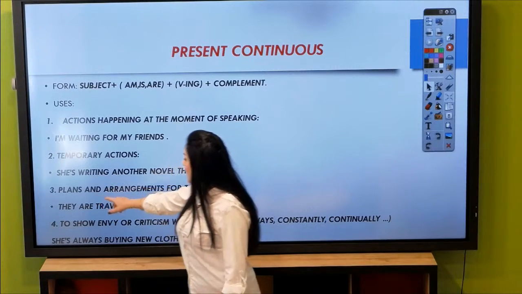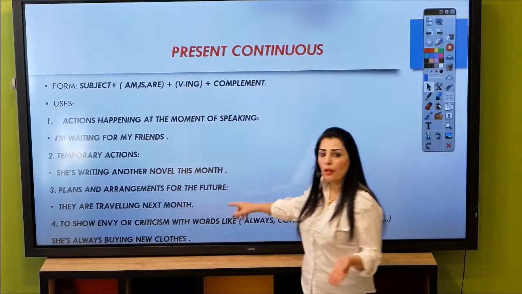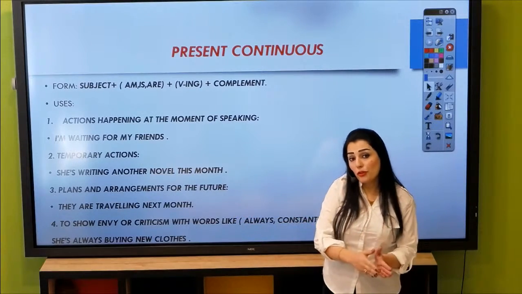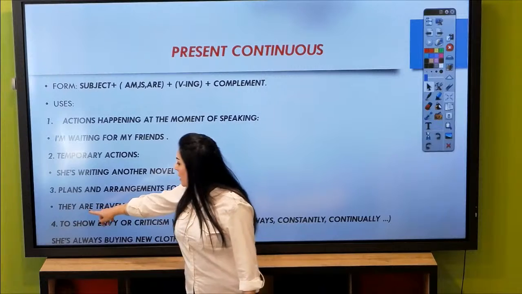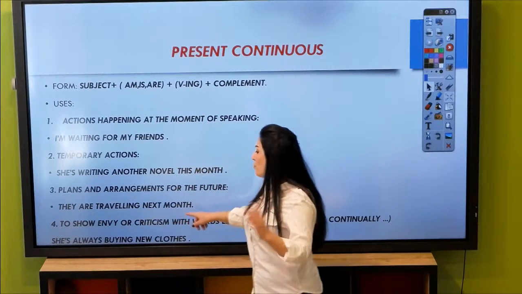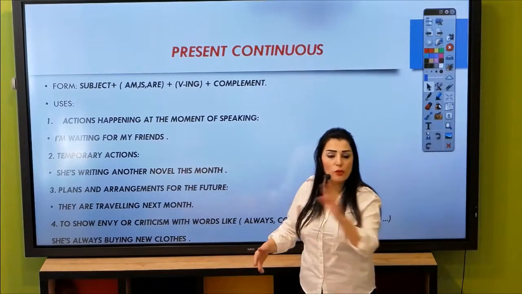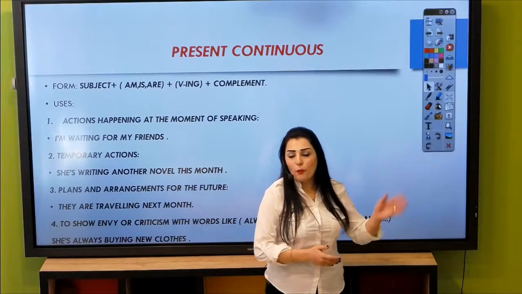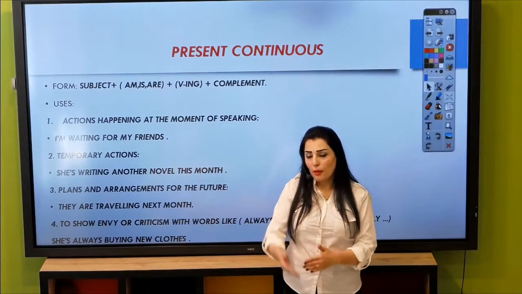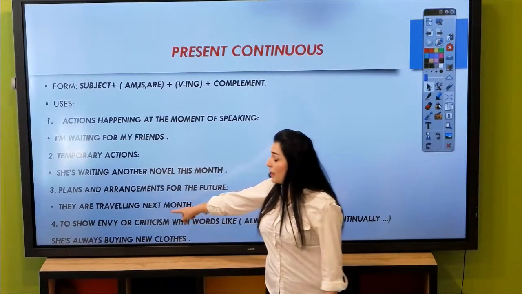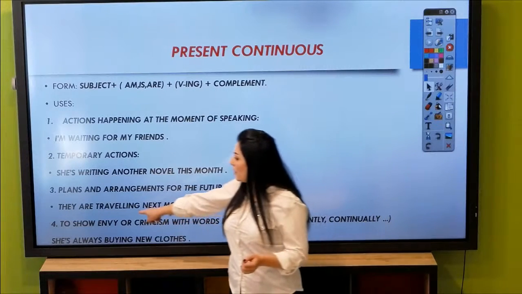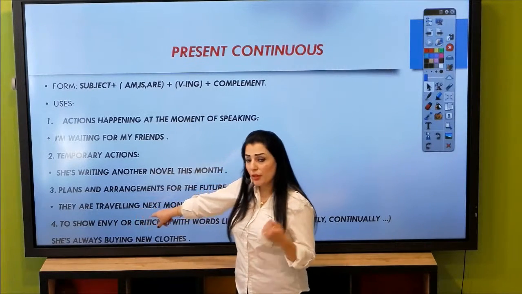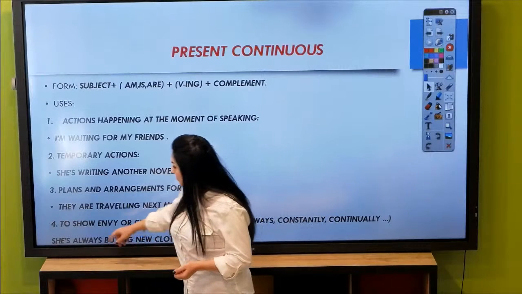Number three, plans and arrangements for the future. Also here we can express the future by using present progressive. Example, they are traveling next month. So they are traveling to Spain, to Italy, anywhere, okay, next month. Note that next is used with the future tense, but here we used the progressive tense.